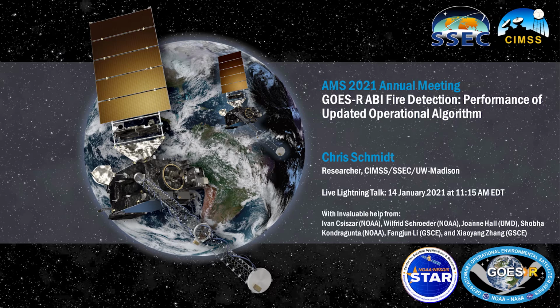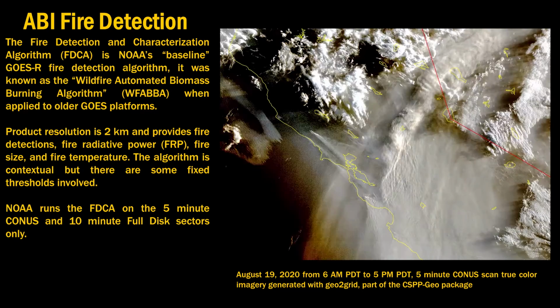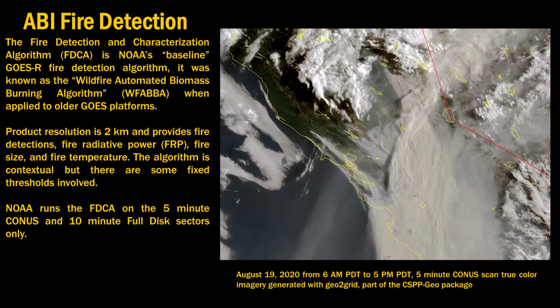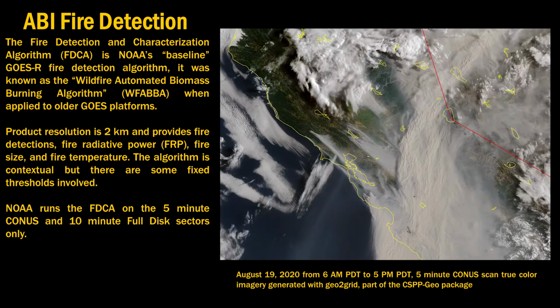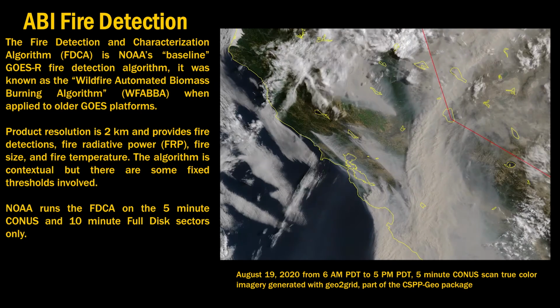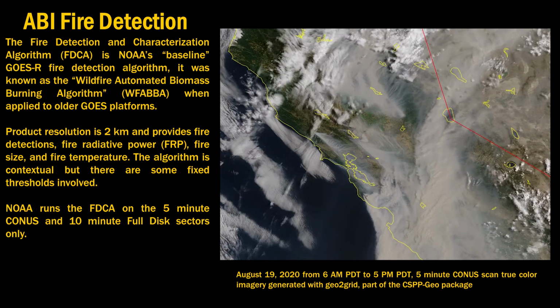I've been doing geostationary fire detection since 2001, when I started assisting Elaine Prins on development work for the GOES 8 through 15 wildfire automated biomass burning algorithm. ABI fire detection. The Advanced Baseline Imager is the imager on the GOES-R series of satellites that was first launched a few years ago as GOES 16 and has been joined by GOES 17.